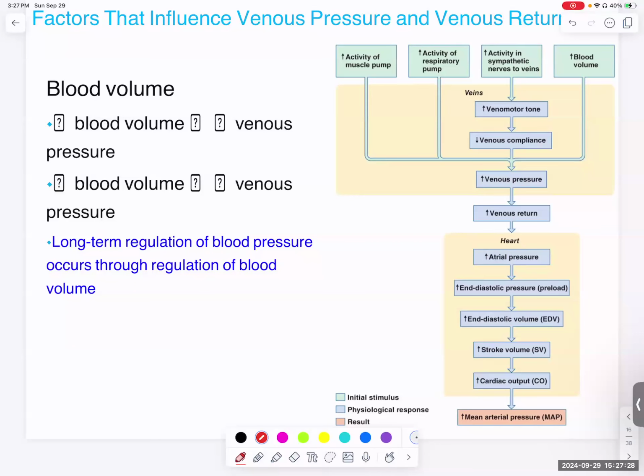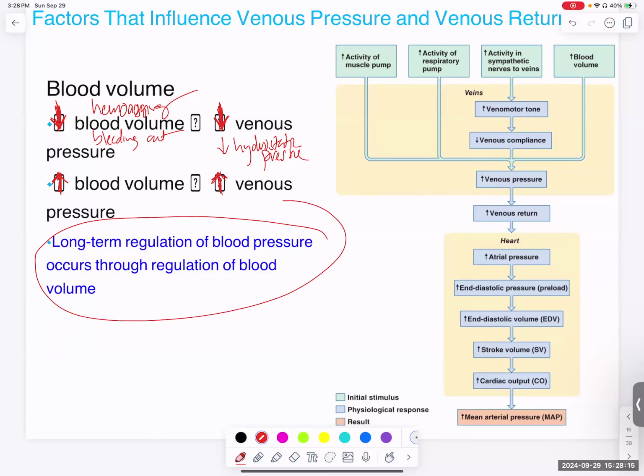Other things that influence venous pressure, venous return, again, blood volume. If there is a decrease in blood volume, say you are hemorrhaging blood, right? You're bleeding out. That is going to decrease venous pressure. You just have less blood, so it's decreasing hydrostatic pressure. If you increase blood volume, it's going to increase venous pressure, right? So long-term regulation of blood pressure is going to be through blood volume, which is really controlled by the kidneys.